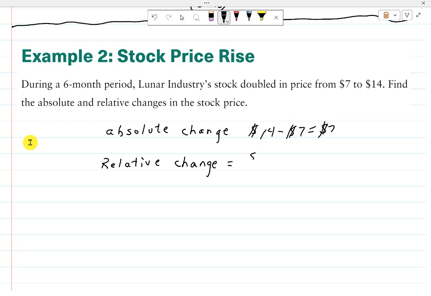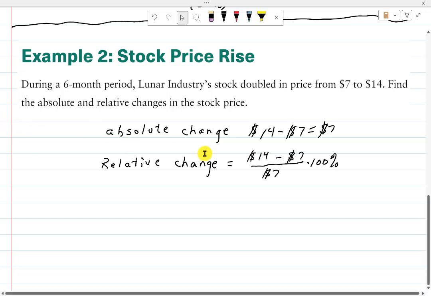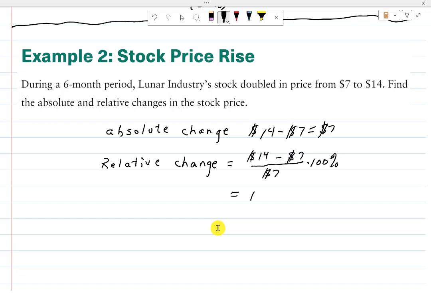Now, the relative change, well, the new value is $14. The old value was $7, and then I'll multiply by 100%. When you do all of this in here, you're going to get 7 over 7. In other words, you're going to get 1 times 100%, which is 100%.